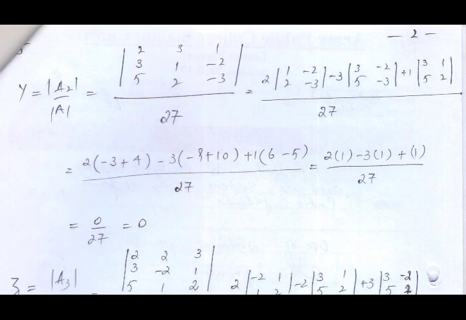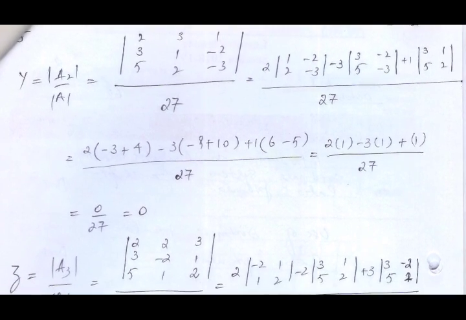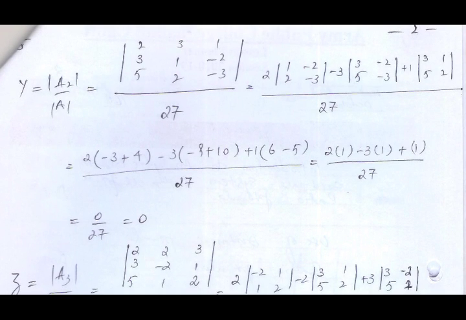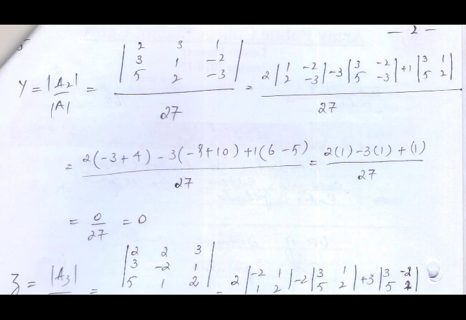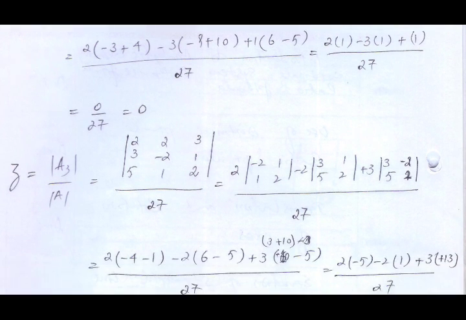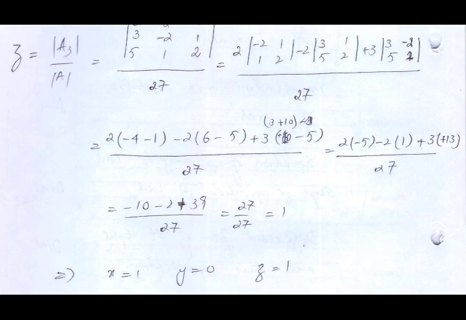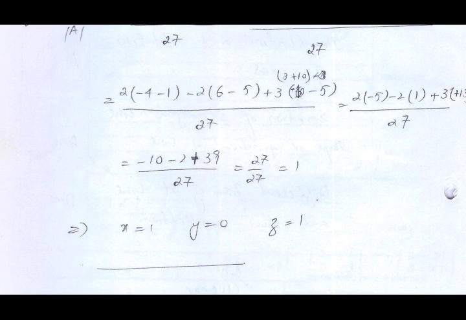r1 and r2, and for the third element we eliminate r1 and c3. And for z we replace column 3 with the values of B. Now these are the values of x, y and z.